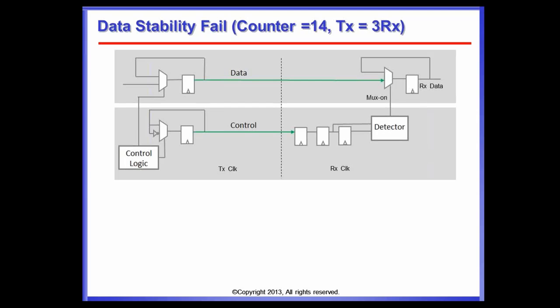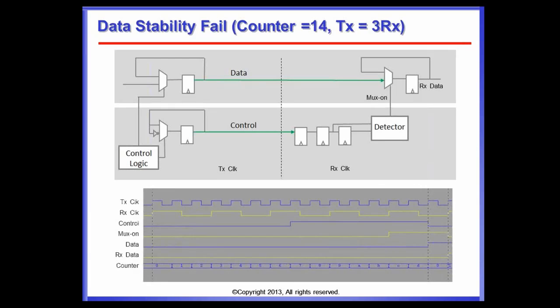So, the fail case for counter 14. Of course, the counter width is also important, as it defines the throughput of your CDC. The smaller the counter value, the faster the data throughput of your CDC. Now for a counter value of 14 and a clock ratio of 3, you see that what we can generate is the fail case values. In that case the data stability check fails.